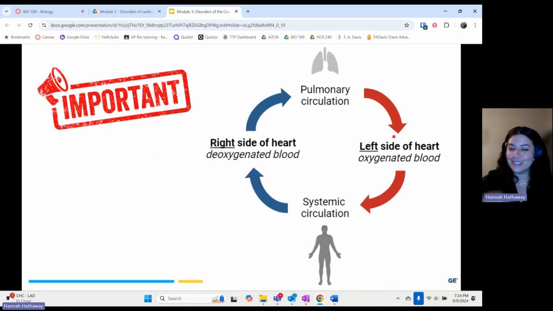Important. I already said this. It's so important, I put it on here twice. Please know the flow of blood through the body.